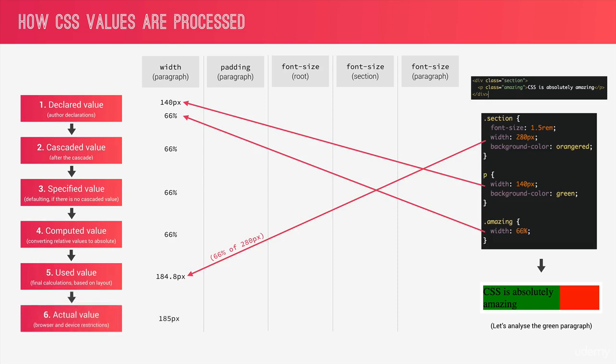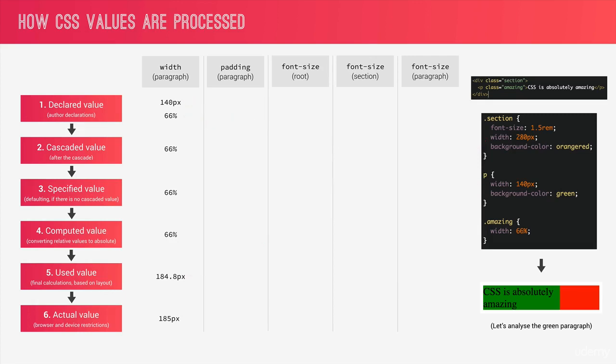Now, browsers usually cannot really display 184.8 pixels. That's just way too specific, and so usually a value with a comma like this is simply rounded, in this case to just 185 pixels. And that is, after all these calculation steps, the so-called actual value, which is now ready to be used in the layout. And so the actual value, as we've seen here, is usually obtained by considering the browser and device restrictions. Cool, so now you know how this works behind the scenes of CSS.